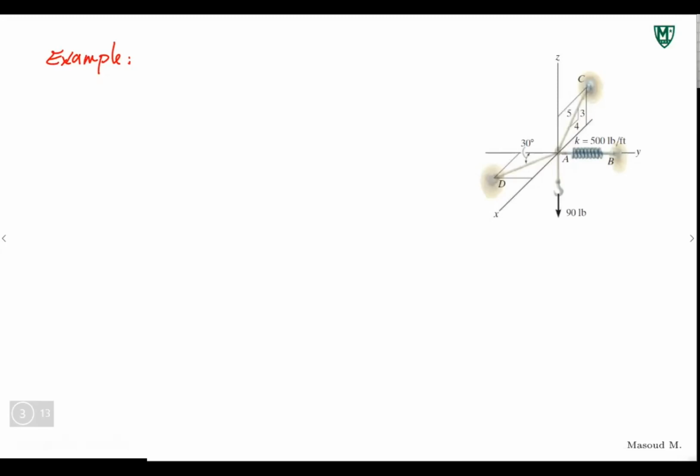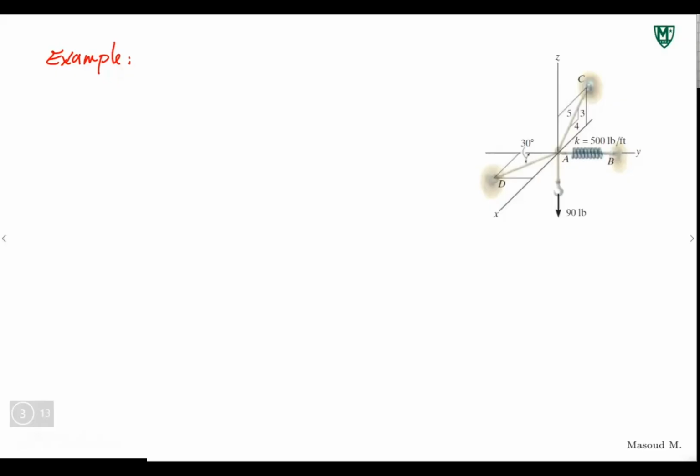We have everything in three-dimensional space now. We have a hook that a 90-pound force is pulling down. Now, this hook obviously is attached to a rope or some kind of connection. It seems to be a rope. And while it's being pulled down, it's being held by three forces.